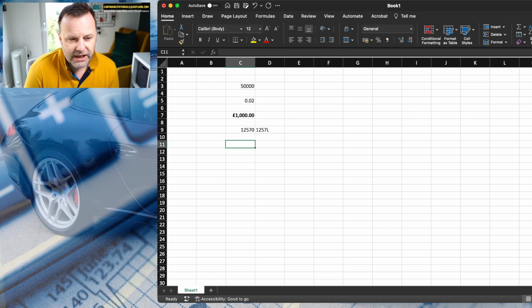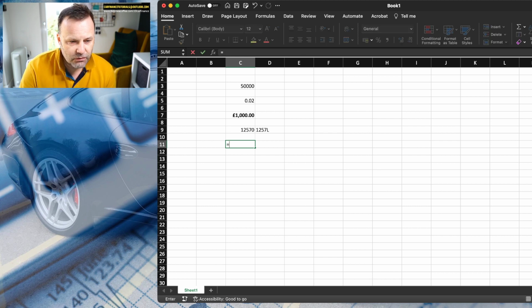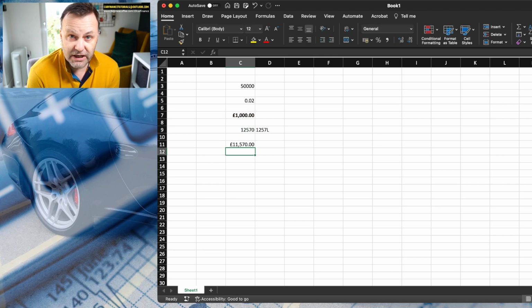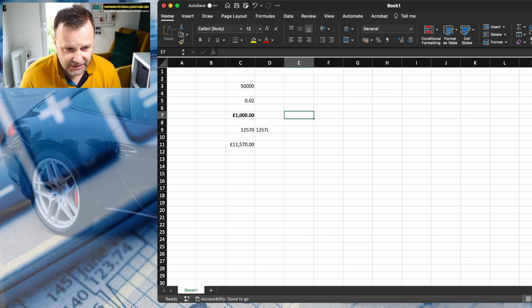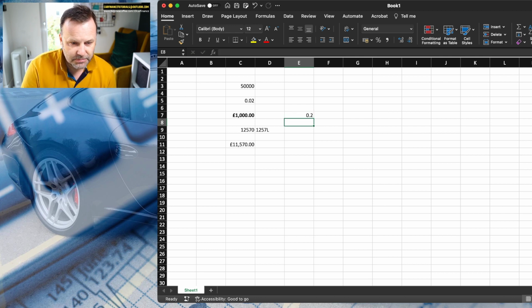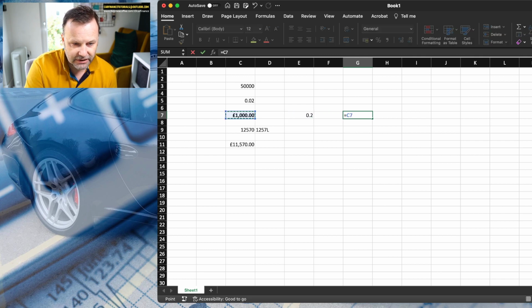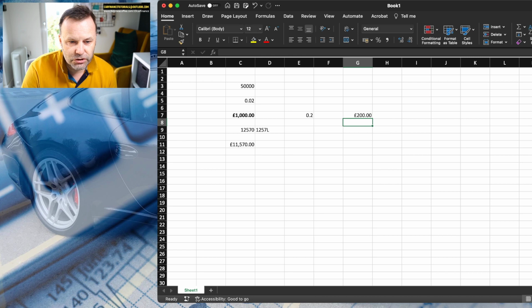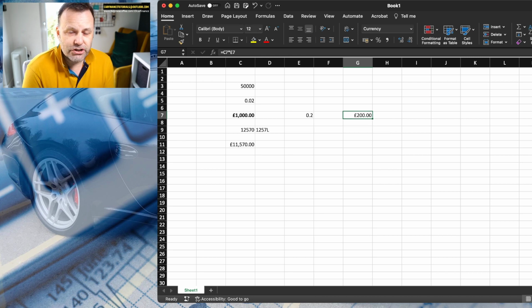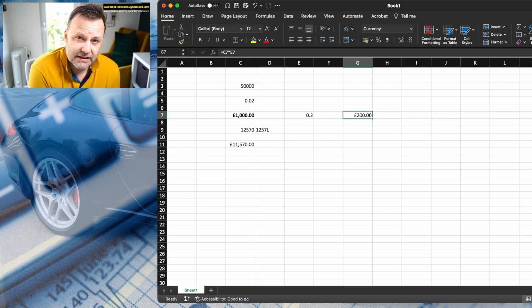However, if we were to salary sacrifice a car with this particular value of £50,000, all that would happen is that £1,000 would come off our tax code. So our tax code now becomes 11570 or 1157L. So if we are a 20% taxpayer, what that means to us is it's effectively 20% of the 2% of the P11D value. So if we take 20%, so 0.2, and we multiply that by our benefit in kind, it's £200 a year. So we are paying £200 a year in income tax for salary sacrificing that car.